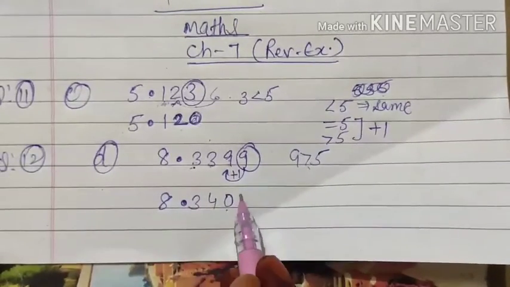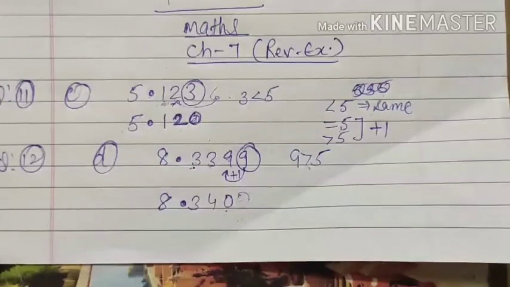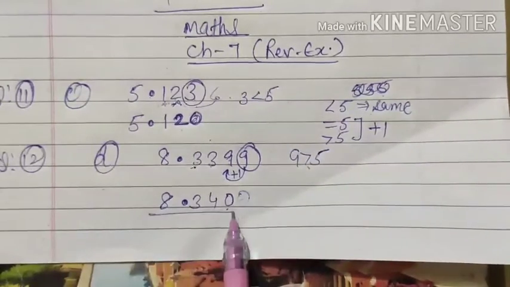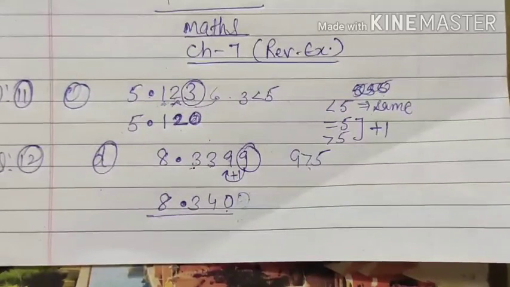This can be your answer or this can be your answer. As I said, here you can mention the zero or not mention it, they are the same thing. So this is your final answer. Likewise, you will do question number 11 and 12.